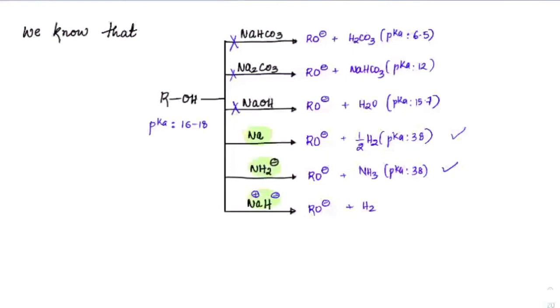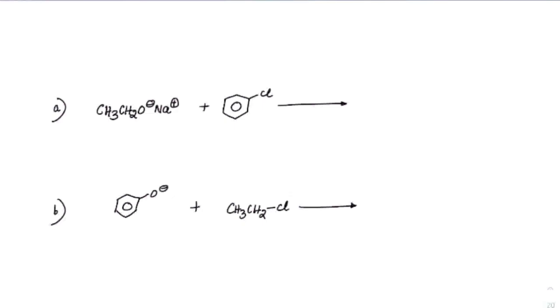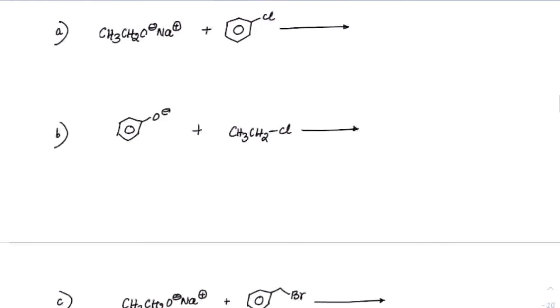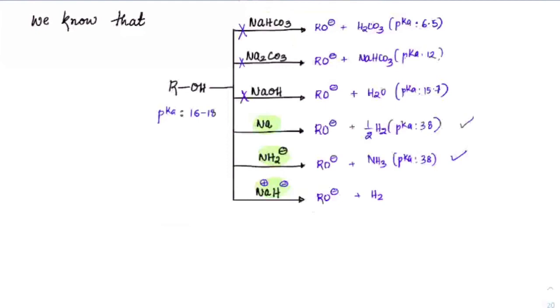So react alcohol with sodium, NH2 minus or NaH. Typically this is how the reaction starts, like alcohol A with some reagent giving some B. From there it will continue towards Williamson synthesis. So this is how we will prepare alkoxides. Now, once the alkoxides are formed, you can see in the following what kind of a product it is forming. So start writing this. First write this, in which case alkoxides are forming, show that.